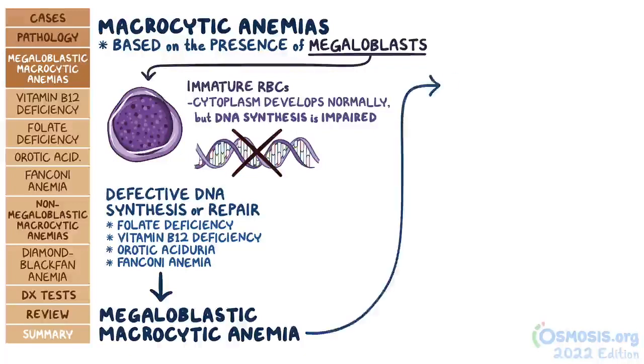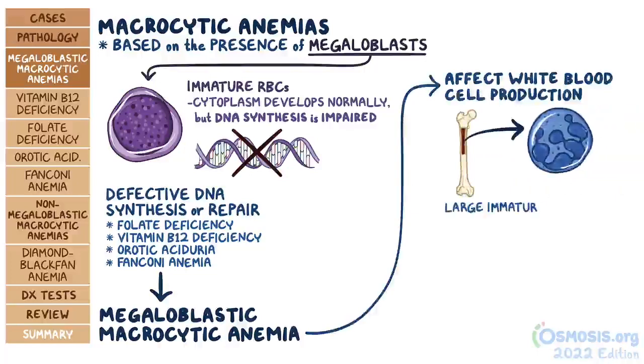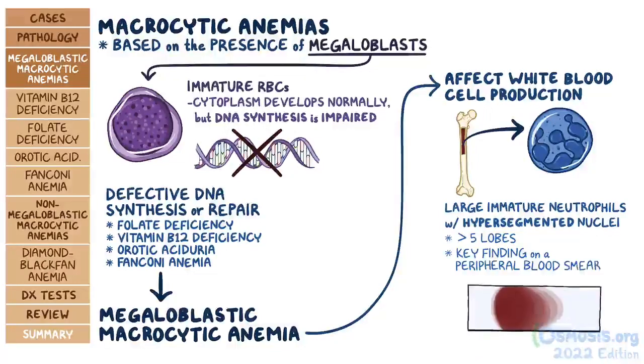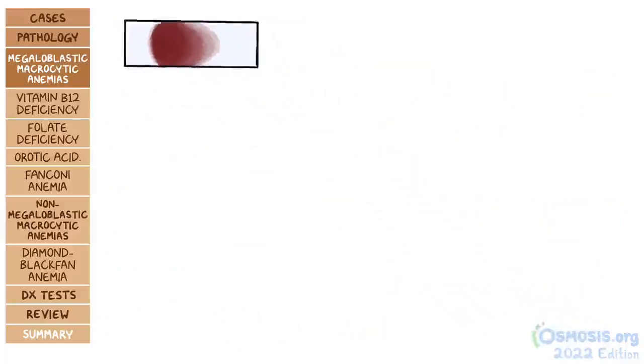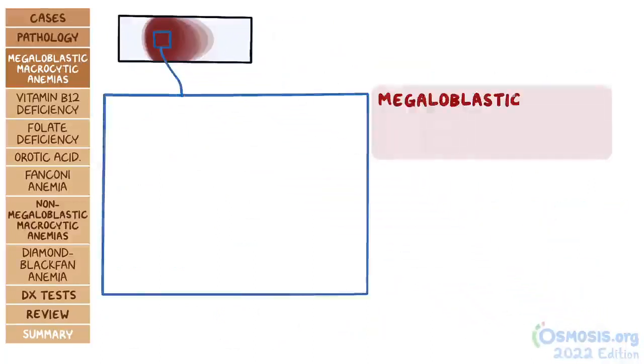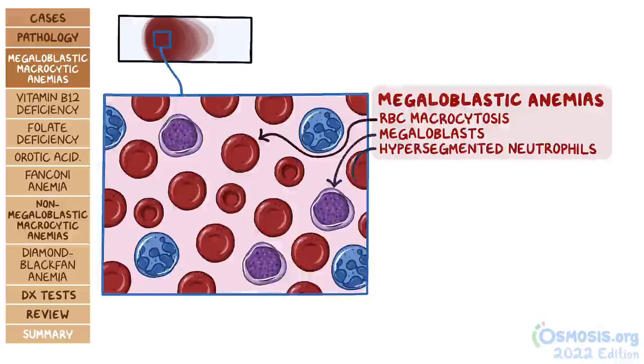Megaloblastic anemia can also affect white blood cell production, so the bone marrow starts releasing large, immature neutrophils with hypersegmented nuclei, meaning their nucleus has more than 5 lobes. These are called hypersegmented neutrophils and are a key finding on the peripheral blood smear of individuals suffering from megaloblastic anemia. So for your exams, remember that the peripheral blood smear in megaloblastic anemias shows RBC macrocytosis, megaloblasts, and hypersegmented neutrophils.